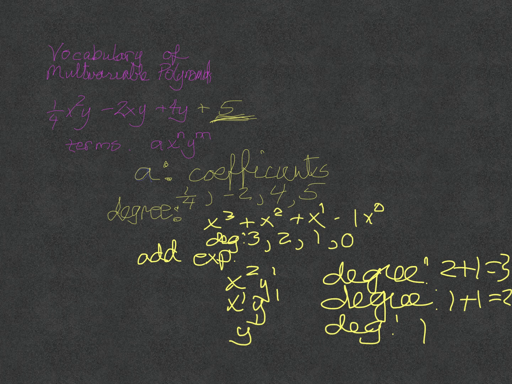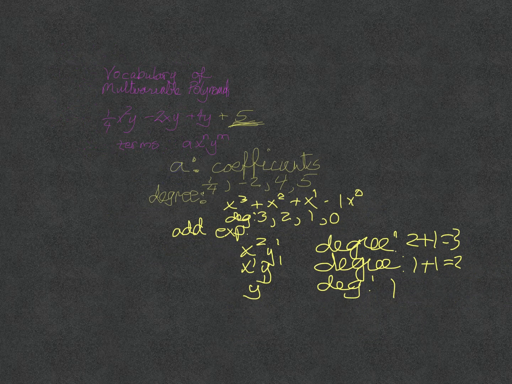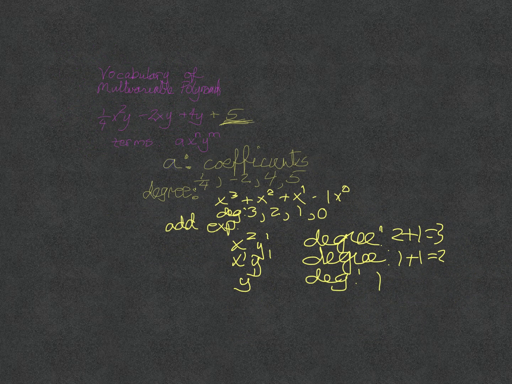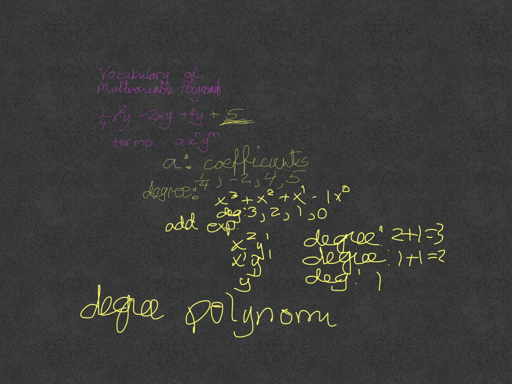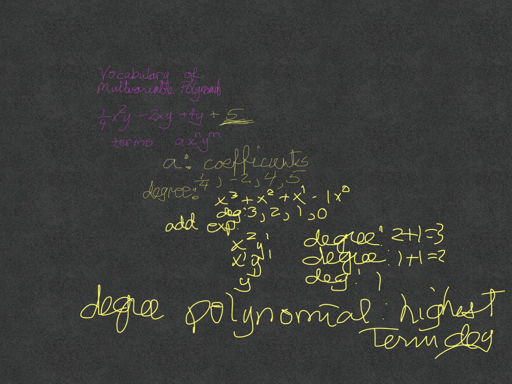Now, we then talk about the degree of the polynomial. We've talked about degrees of terms. What would be the degree of the polynomial? Okay, the degree of the polynomial would be the highest term degree. So in this case, the degree of our polynomial is 3. Okay, so it's a third degree polynomial, because that's the highest one that we see. All right.